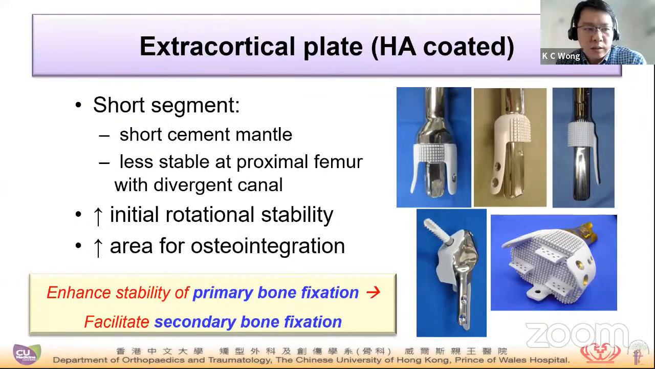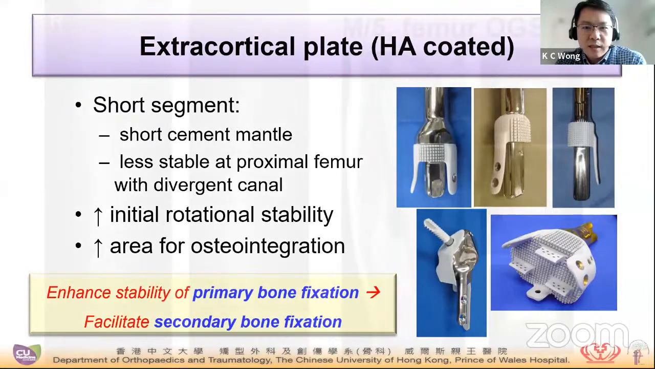One of the strategies is using an extracortical plate. So we use quite a lot of extracortical plates whenever we think that the primary bone fixation is not good enough because of soft bone fragments. It will increase the rotational stability and also give a good stable environment to facilitate secondary bone fixation for implant longevity. This is so important. I learned from these 15 years that primary bone fixation is crucial for this deformation.